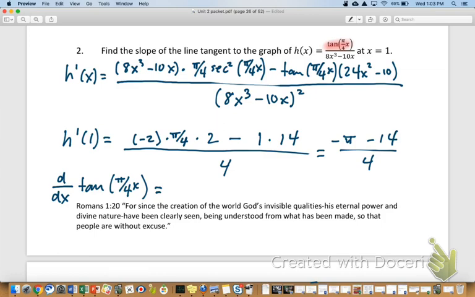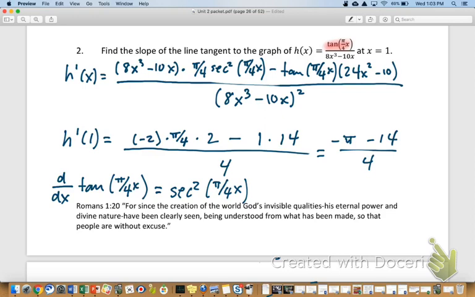Tangent of pi over 4. I'd say tangent of something, right? So we have to start with the big box. What's the derivative of tangent of something? Secant squared. Secant squared of that something, right? So secant squared of that inside box. And then when I open that and I see, oh, there's a pi over 4x box in there, this is when I multiply by the derivative of the inside.